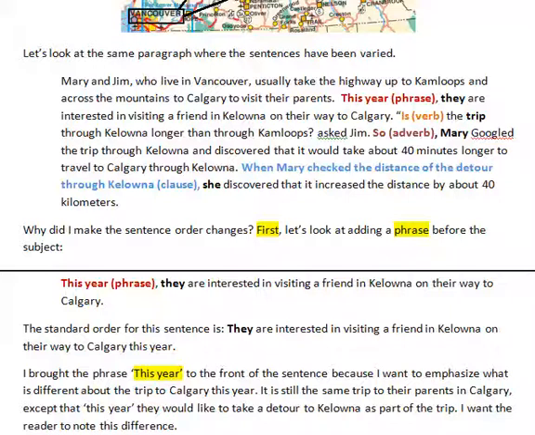It is still the same trip to their parents in Calgary, except that this year they would like to take a detour to Kelowna as part of the trip. I want the reader to note this difference.